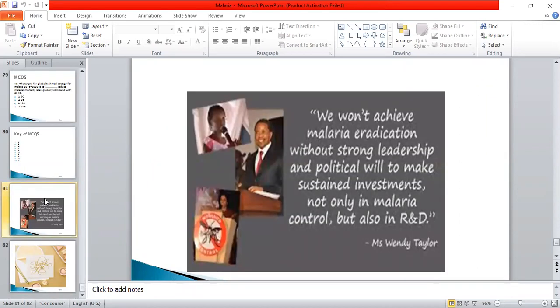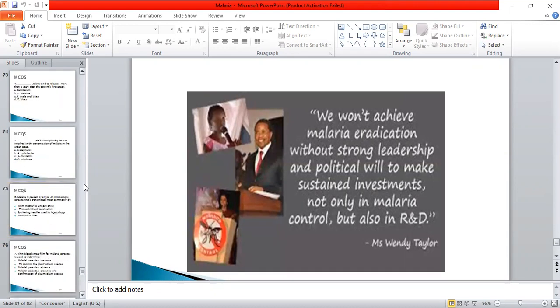Madam, the conclusion is that we cannot achieve malaria eradication without strong leadership and political will to make sustained investment, not only in malaria control but also in development and environmental strategies.